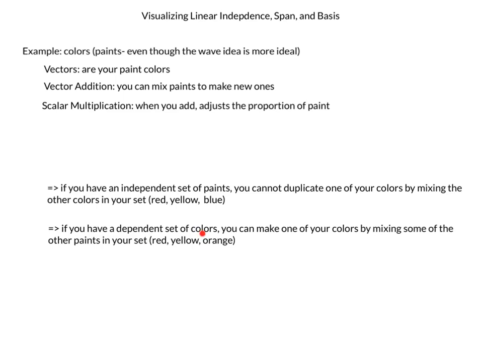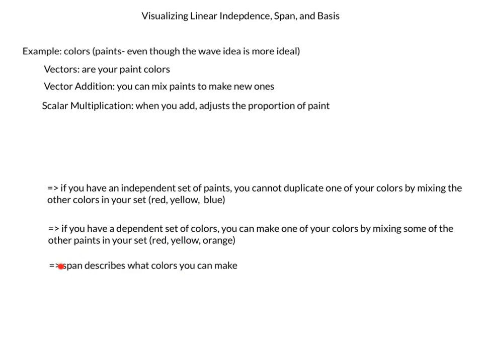If you had a dependent set of colors, you can make one of your colors by mixing some of the other paints in your set. So if my set was red, yellow, orange, well, I can make the orange from my red and yellow. So orange is dependent on red and yellow. And theoretically, if somehow you had paint mixed together and you could extract out one of the colors exactly, then red could be made from yellow and orange because you would extract out the yellow from the orange. I guess you can't really do that with this set of paint, but let's pretend we have some magic. But you can see how orange minus the yellow will give you back your red.